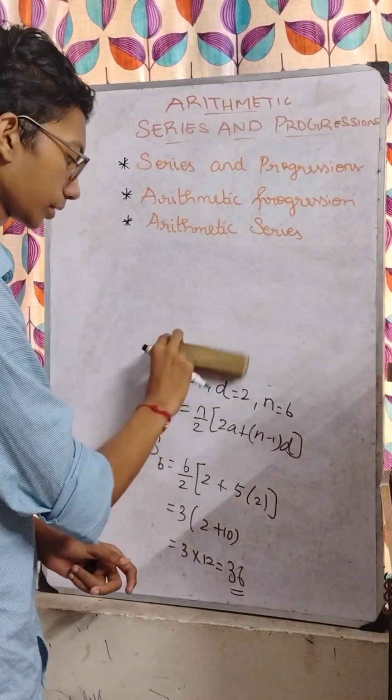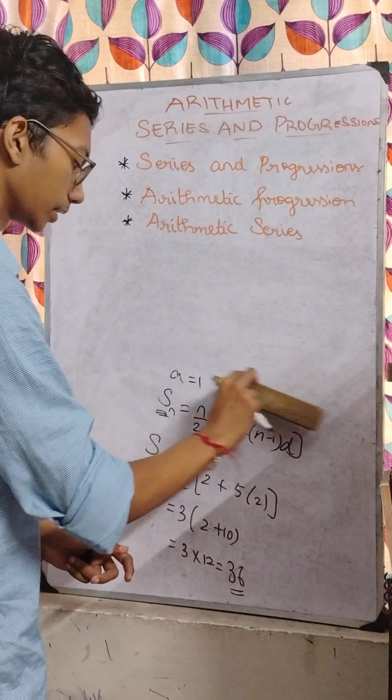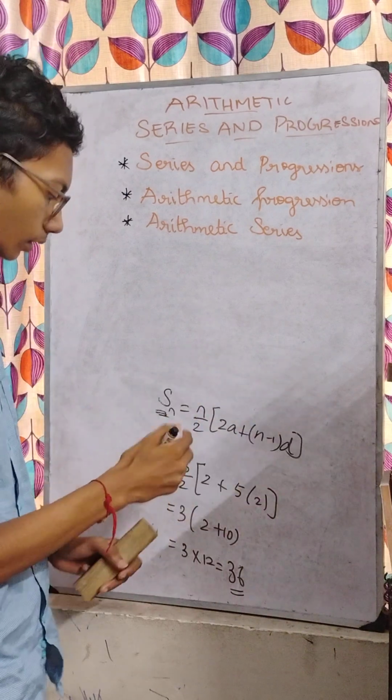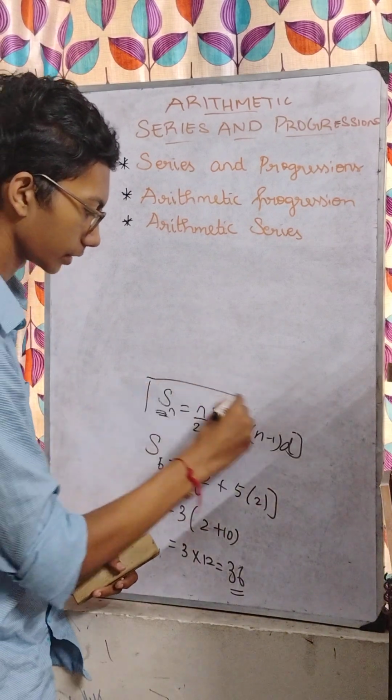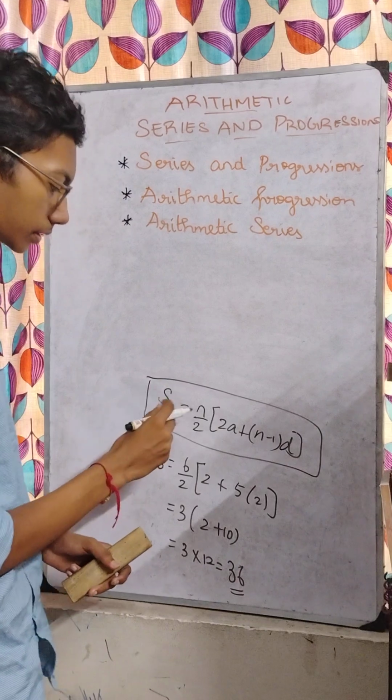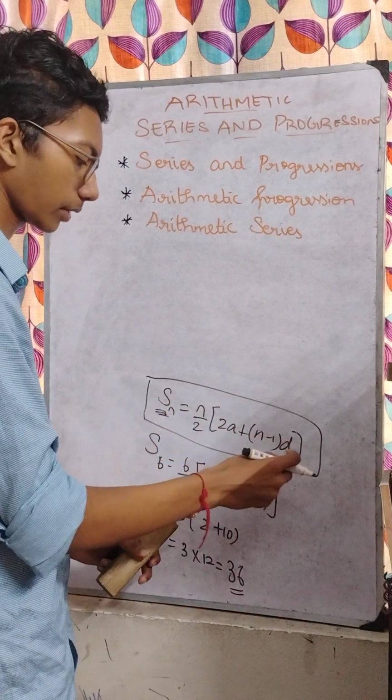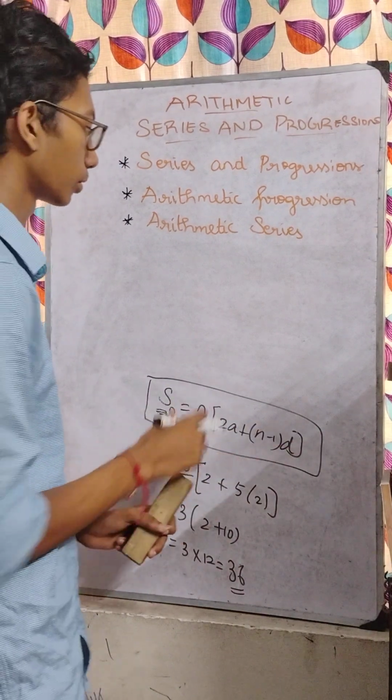So this is the basic thing about arithmetic series. The basic formula for finding the sum of n terms is n by 2 of 2a plus n minus 1 d. And that's about arithmetic series.